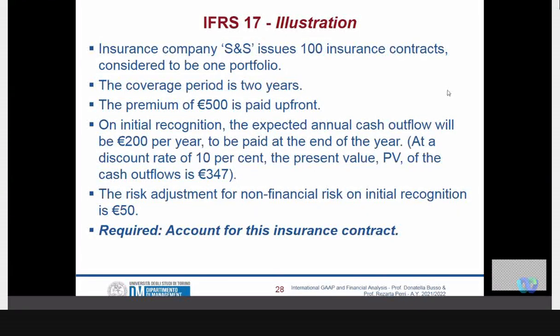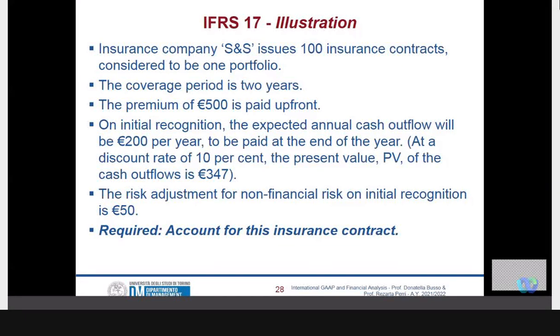And you also notice something else. At a discount rate of 10%, the present value, usually represented with the two symbols PV, of the cash outflows is 347. That is, as a company, the insurance claims I am expected to pay are 200 in the first year and 200 in the second year. But if I take these cash outflows over the course of 2 years and discount them to the present, this means that it is equal to 347.